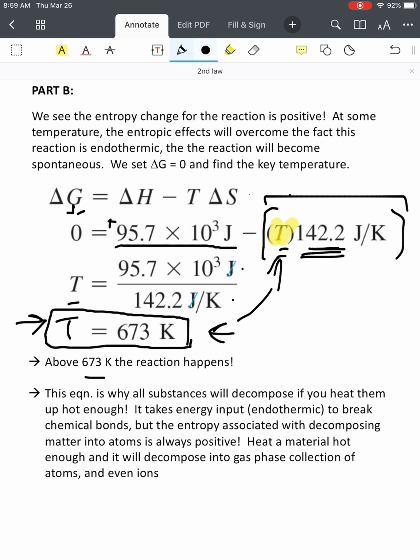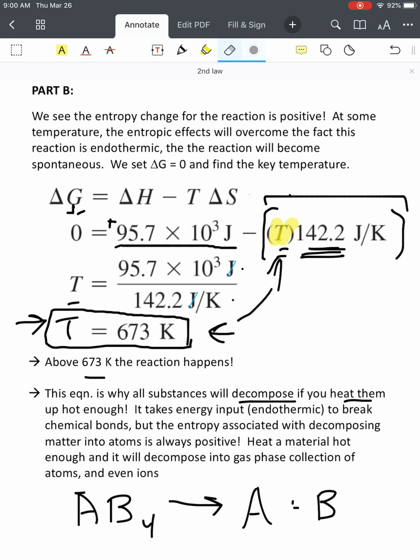This is an interesting example to me because it actually explains why all substances will decompose if you heat them enough. Because if you have a molecule, say we abbreviate that molecule AB4, something like that. These are not real elements, right? But it's just some molecule. If you heat it up enough, it's going to decompose into its gas phase atoms. And actually, it should be 4B. Oops. If you heat it up enough, it can decompose into a gas phase collection of atoms.